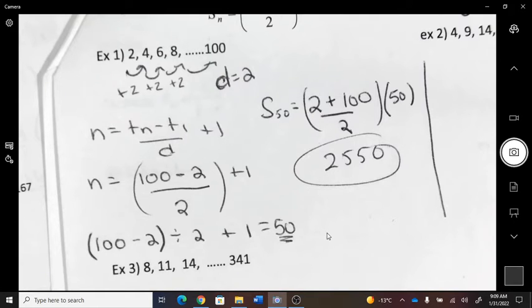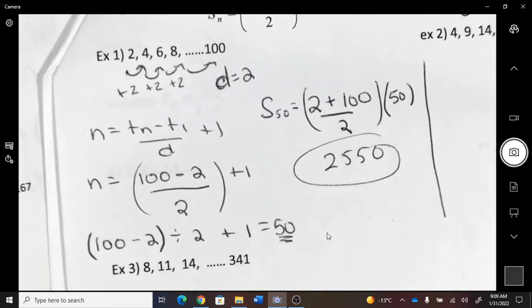Okay. Divide by 2. Equals. Push equals and then times by 2. Okay? That should work.